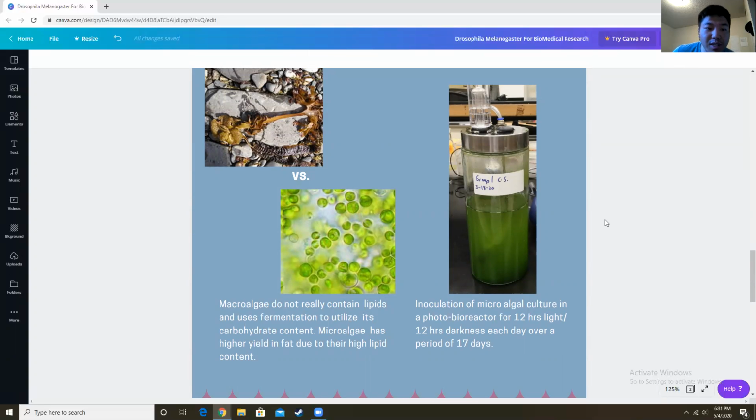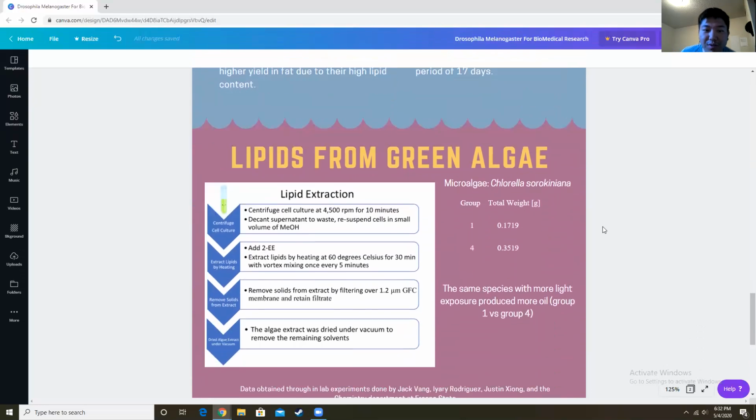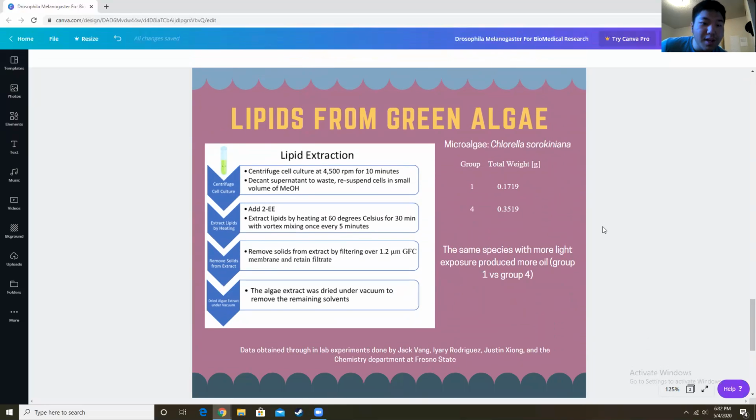To grow the microalgae, a microalgae culture is inoculated in a photobioreactor containing nitrate and phosphate-rich pistachio water for a cycle of 12 hours of light and 12 hours of darkness for a total of 17 days. To remove the lipid extract from the microalgae, we centrifuged the cell culture and extracted the lipid by heating. We then separated the solid from the extract by filtration. The final step is to remove the solvent by vacuuming, leaving us with just the extract.